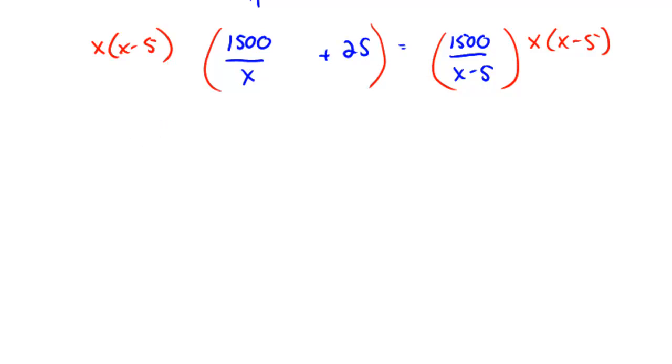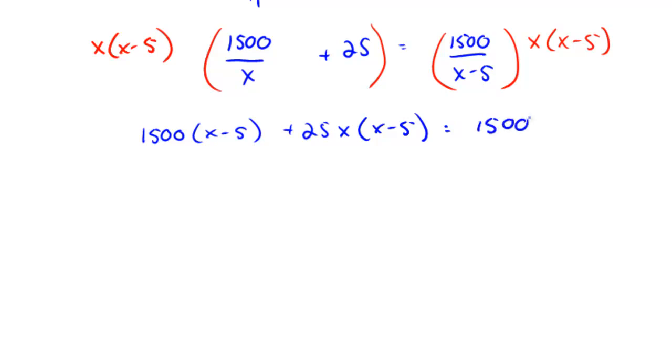Let me use blue here. 1,500 onto x minus 5, plus 25 onto x times x onto x minus 5 is equal to 1,500x. So now, expanding, we're going to get 1,500. Actually, before we do that, one of the things that I'd like you to consider is the fact that the numbers look pretty large here, but notice that every single term is divisible by 25.